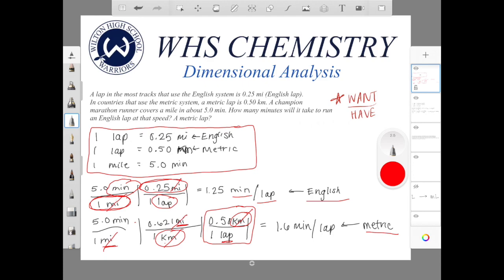That was a harder problem for dimensional analysis. But as long as you keep your conversion factors organized and your givens organized, and you make sure that your units on top always cancel out with what you have on the bottom, you should get the hang of it.